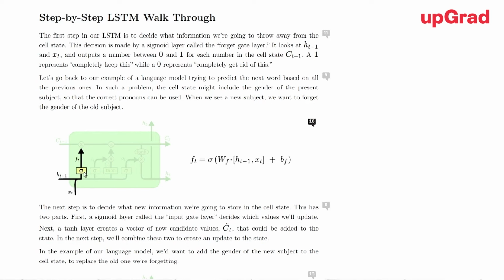So what is it doing? Forget layer: it forgets unnecessary data. Second thing is the update layer: it updates new information accordingly, or adds new information accordingly. And finally, the output layer: it filters the right information for the next. It filters the output.